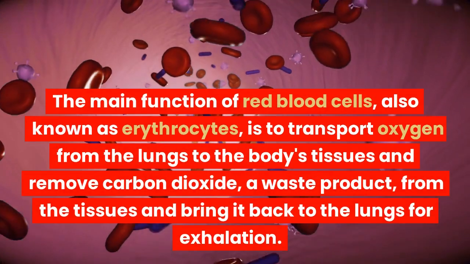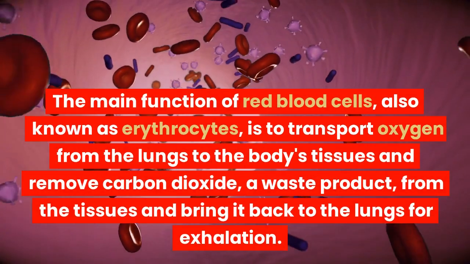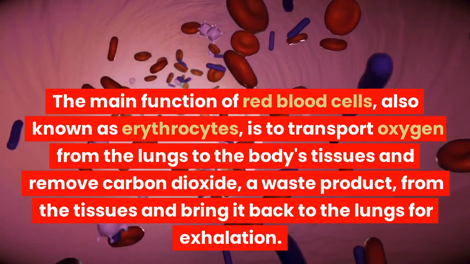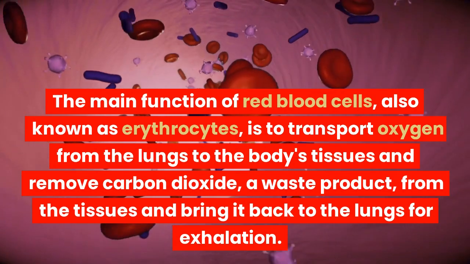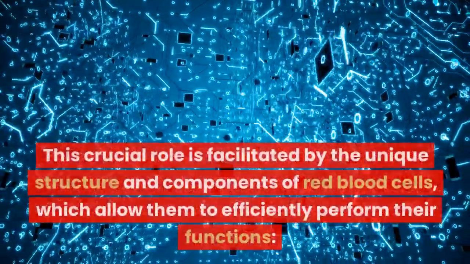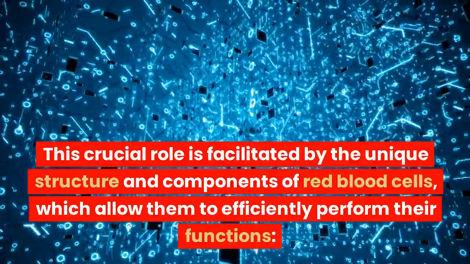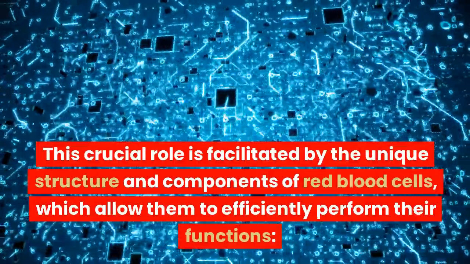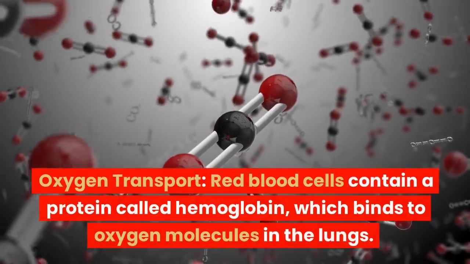The main function of red blood cells, also known as erythrocytes, is to transport oxygen from the lungs to the body's tissues and remove carbon dioxide, a waste product, from the tissues and bring it back to the lungs for exhalation. This crucial role is facilitated by the unique structure and components of red blood cells, which allow them to efficiently perform their functions.